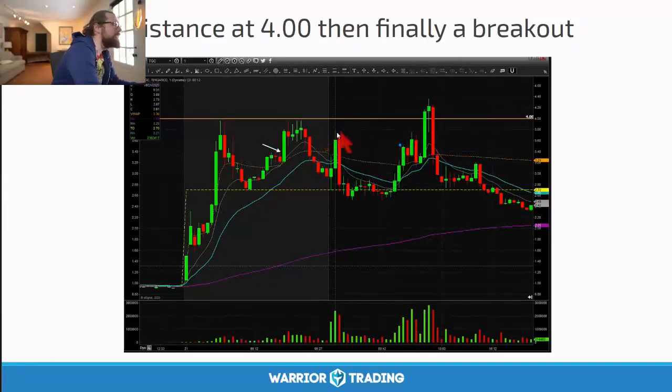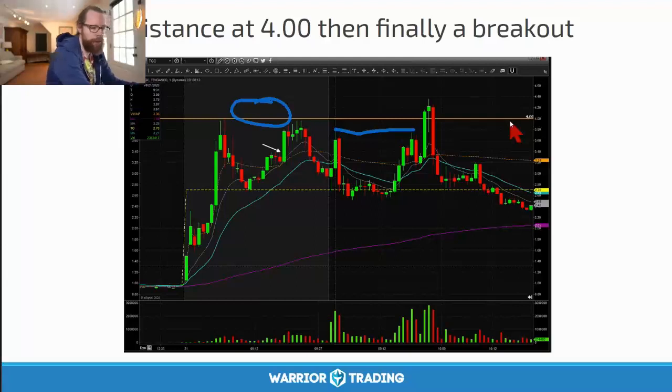So this setup for me, the long, would have actually been a break through the high of day, but I was very mindful of this level on the pre-market chart, that if we could break through that level, that would be really bullish. And it did break through 4 and went all the way up to like 438.